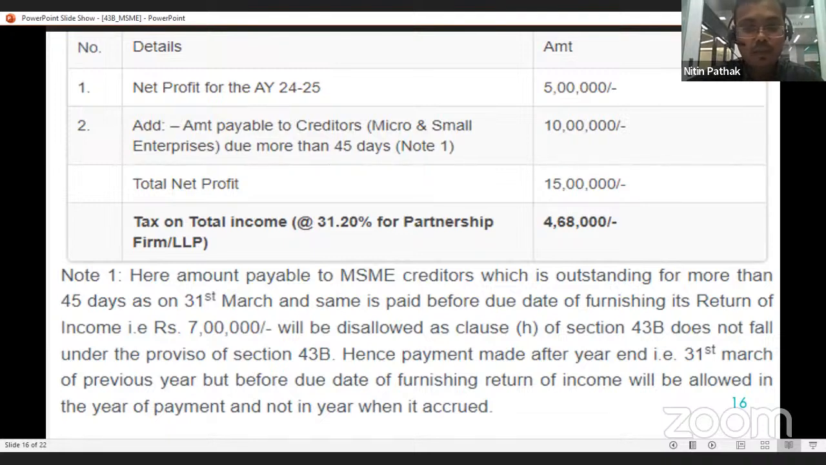Here the amount payable to the MSME creditor which is outstanding more than 45 days as on 31st March, and the same is paid before the furnishing of return, say 7 lakhs, is allowable under section 43BH. The 3 lakhs payment made after the due date of filing the return is not an allowable expenditure on accrual basis; it is allowed only on payment basis.